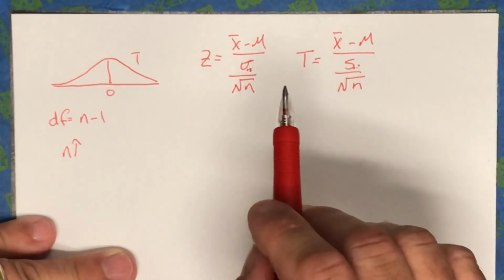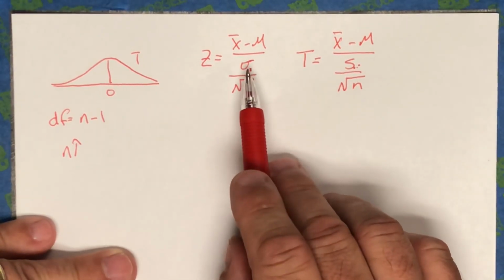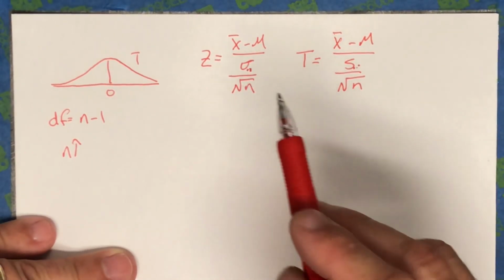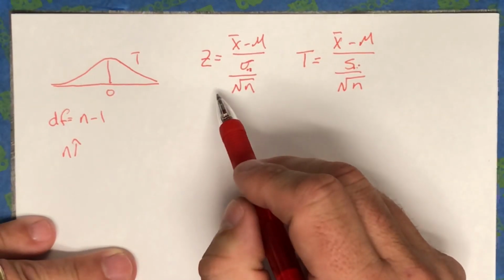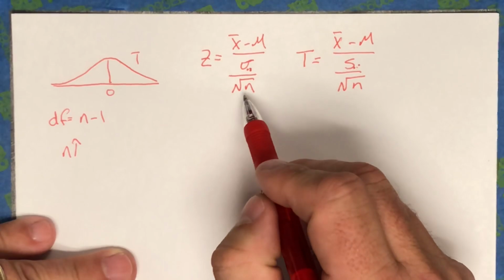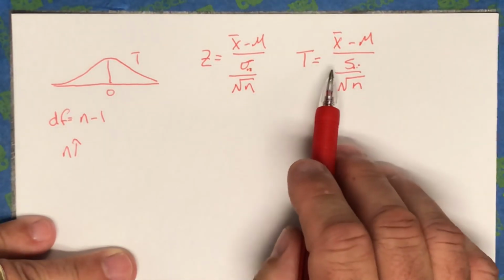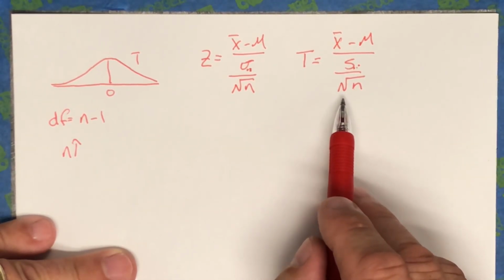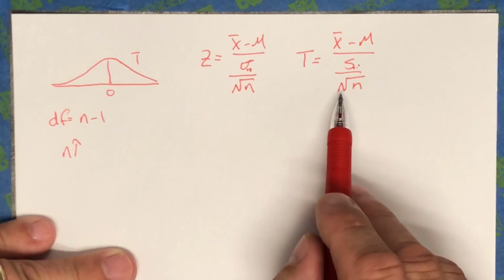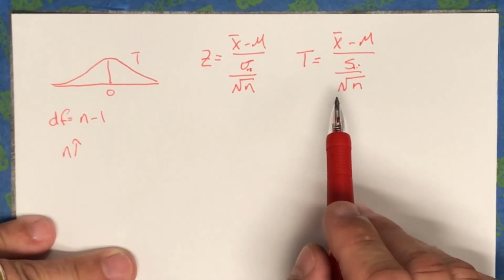It approximates the normal. But if you remember, we said the conditions to use the normal were that the underlying distribution had to be normal, or the sample size needed to be 30 or larger. Guess what? To use the t, the underlying distribution must be normal, or we have to have a sample size 30 or larger. It's almost exactly the same.